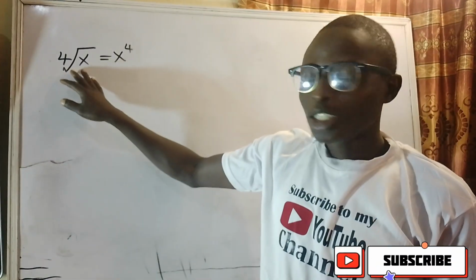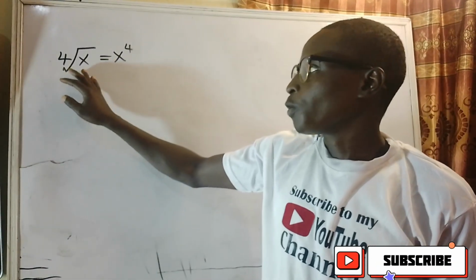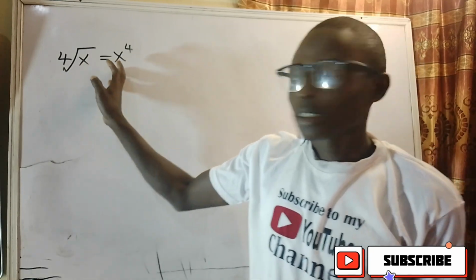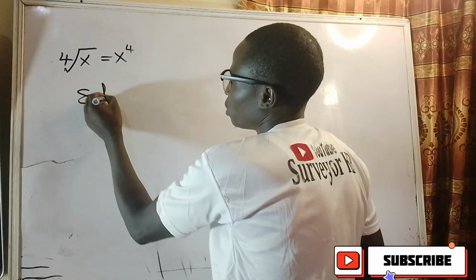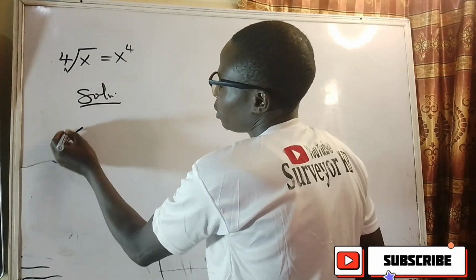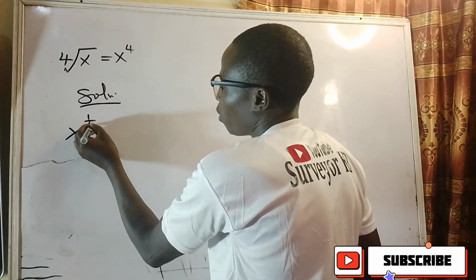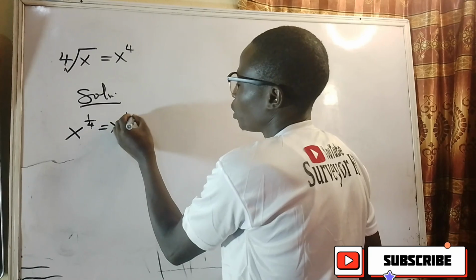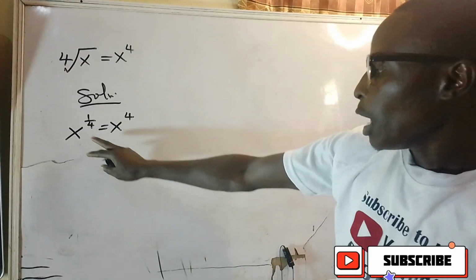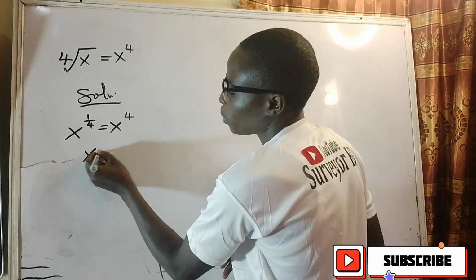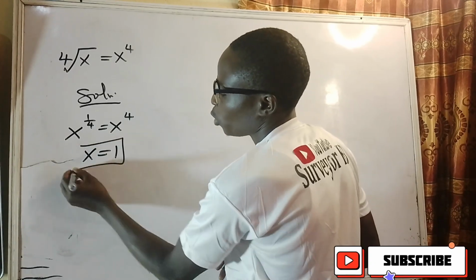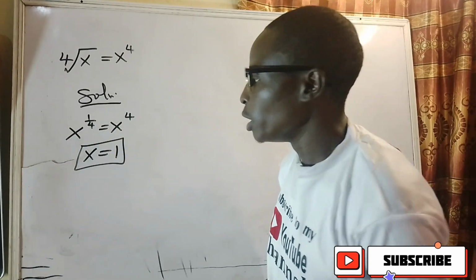Let's consider this equation: the fourth root of x is equal to x to the power of 4. So, solution: x to the power of 1 over 4 is now equal to x to the power of 4. Having the same bases, we know that one of the solutions to this particular equation is that x must be equal to 1, since we have the two bases to be the same.